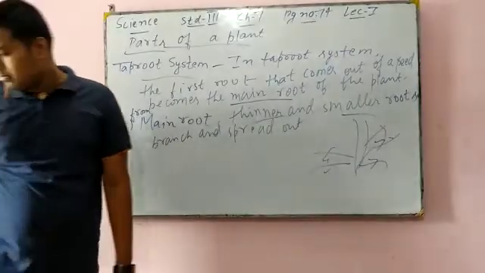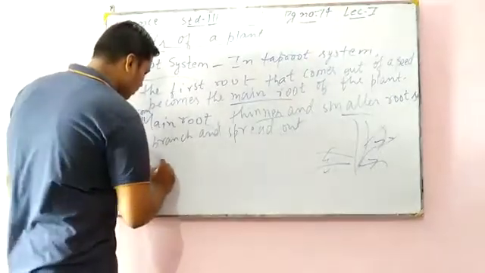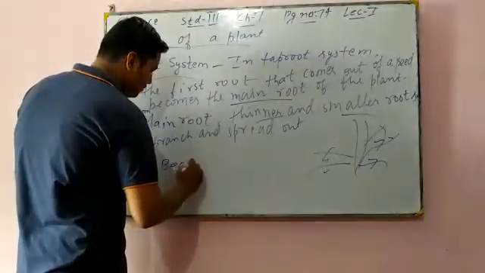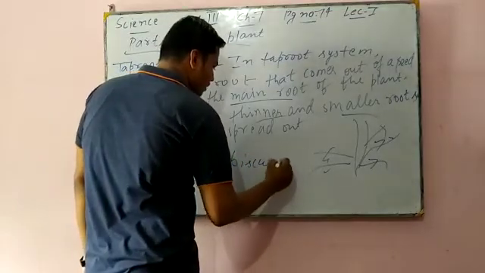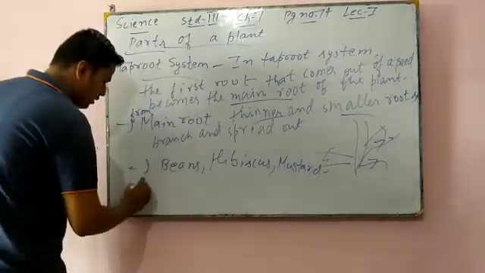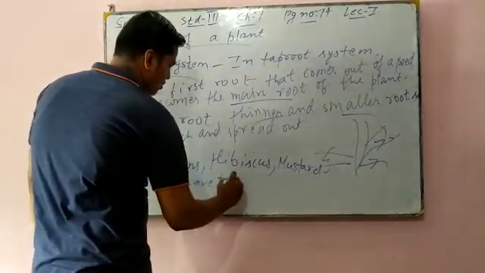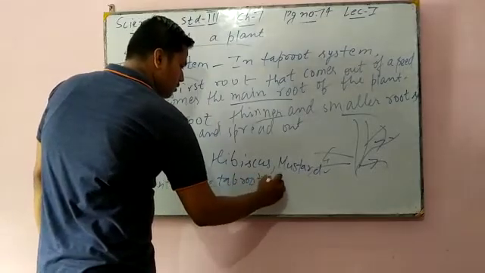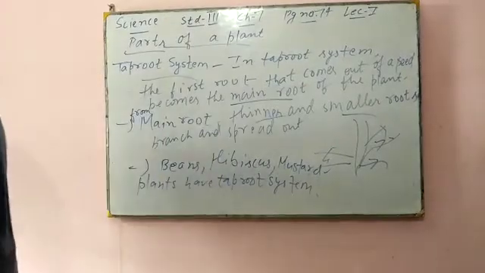Now examples are bean, hibiscus, mustard plant. They have taproot system. Beans, hibiscus, mustard plants have taproot system. Okay, so this taproot system is over.